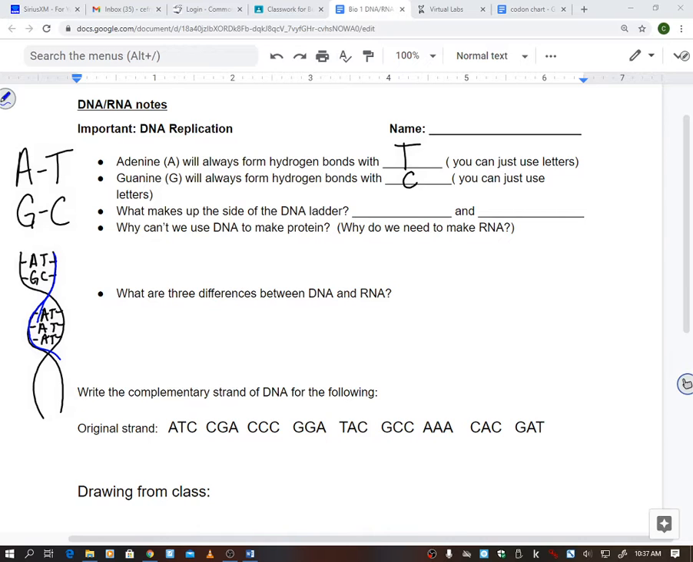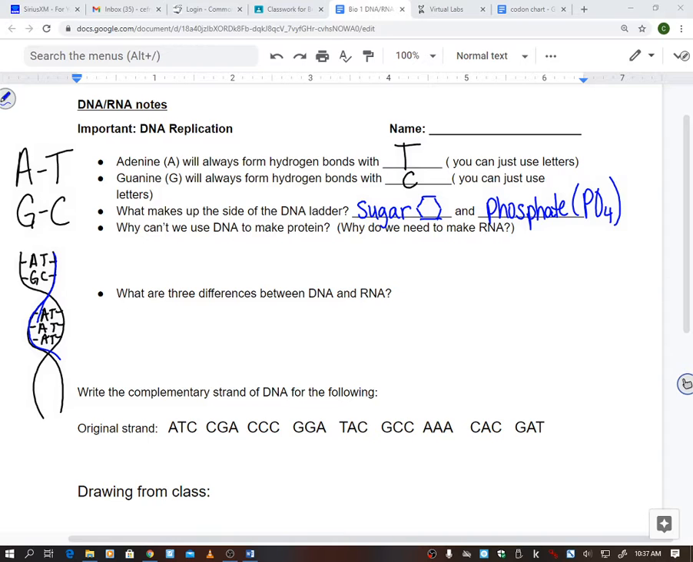The side is made up of a sugar molecule, which is just a lot of carbon, hydrogen, and oxygen. It tends to look like a hexagon there. And then we also have a phosphate. My chemistry kids would know what this is. You guys may not, but it is 1 phosphorus with 4 oxygens, and they're all connected. So it's a PO4. I'm not too concerned with that, I'm just trying to let you know what this stuff is.